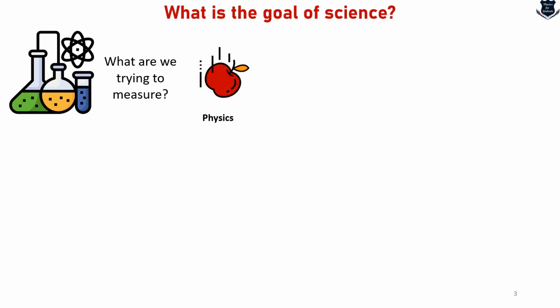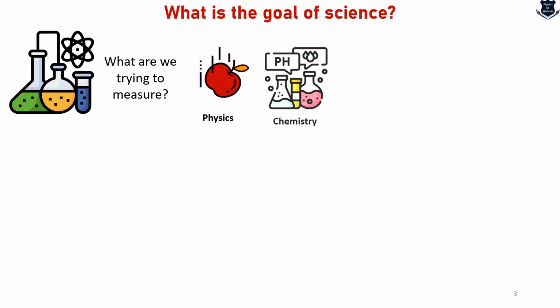For example, if we talk of physics, it measures distance, time, mass, velocity, acceleration, force and energy to understand motion, gravity and mechanics. If we talk of chemistry, it measures basically the temperature, concentration and the reaction rates to study chemical properties and reactions.